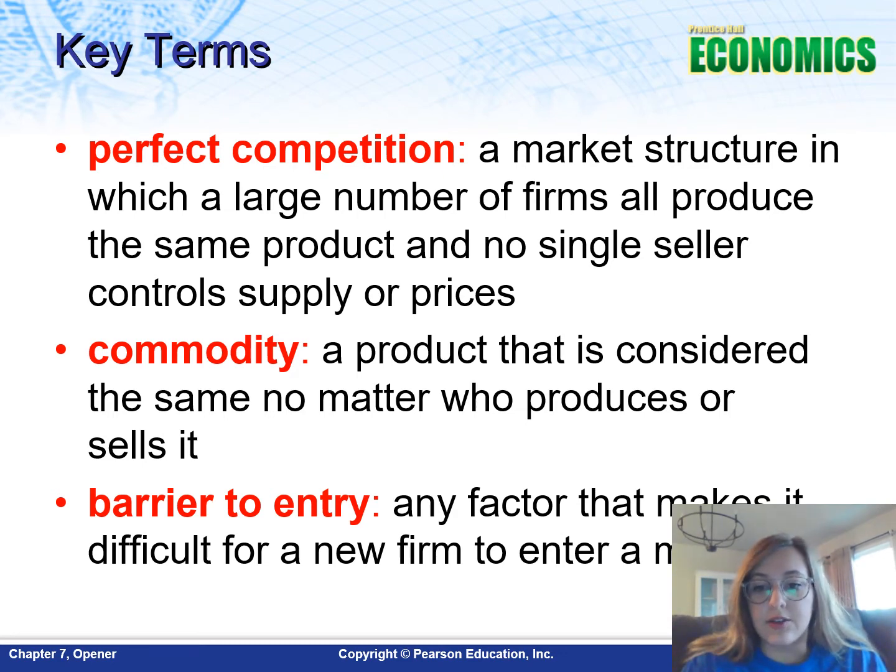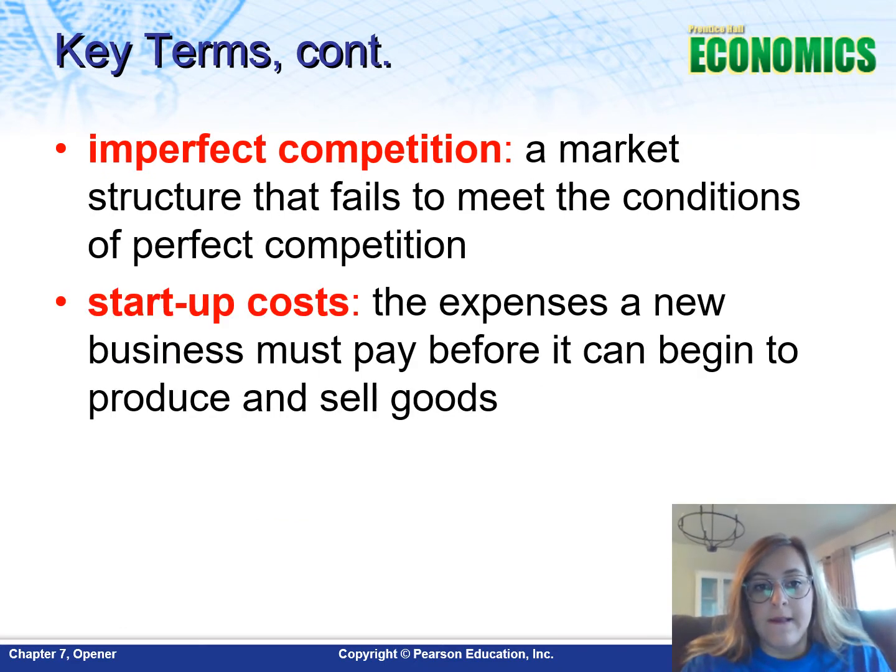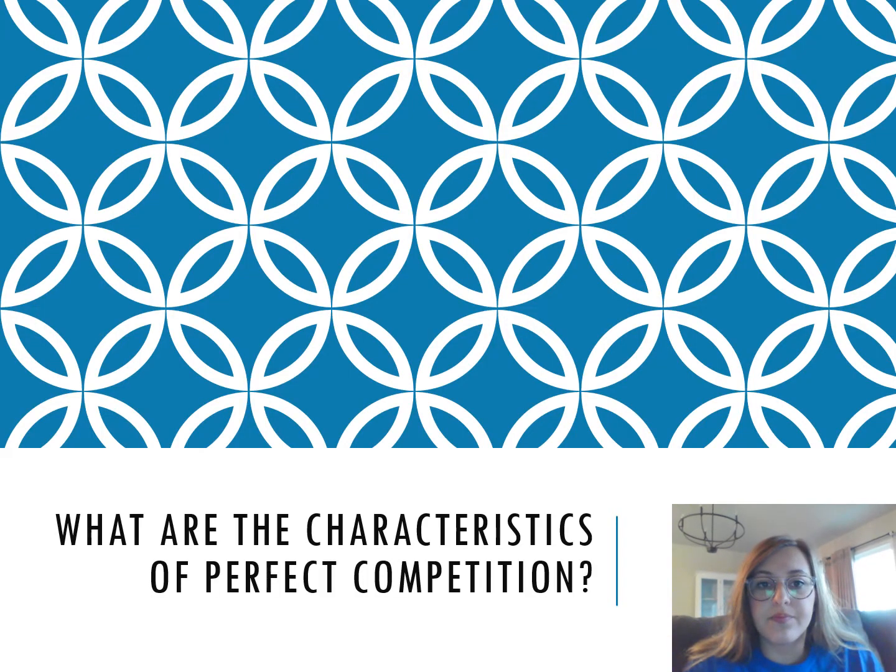A barrier to entry is any factor that makes it difficult for a new firm to enter the market. That could include startup costs, which is another term on this slide. So these are the expenses that a new business must pay before it can begin to produce and sell goods. Oftentimes, startup costs include the cost of their machinery, so on and so forth. And then imperfect competition is just a market structure that fails to meet the conditions of perfect competition.